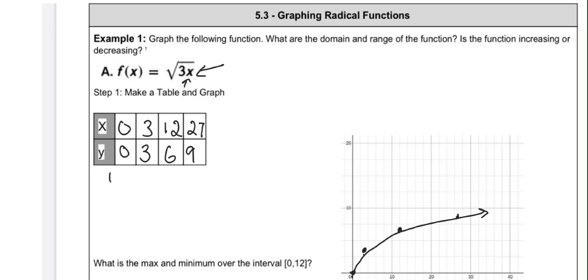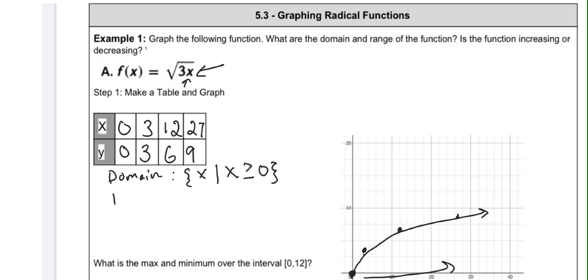Now our domain is the set of x values. Well, we can see it starts at 0, and then it keeps going all the way to the right. So our domain, our x values, is anything greater than or equal to 0. We can't have a negative solution because we have a square root function.